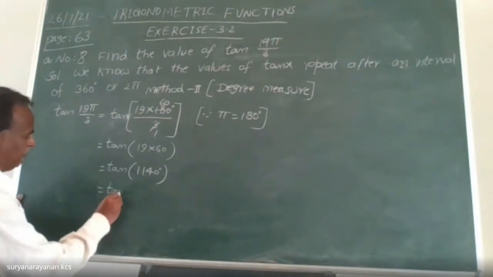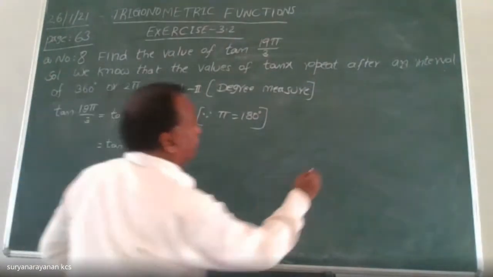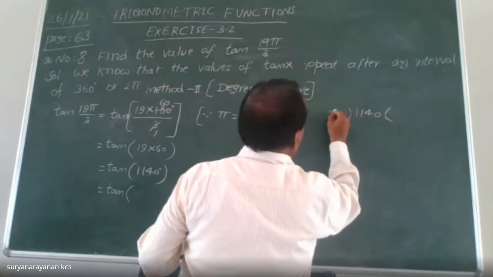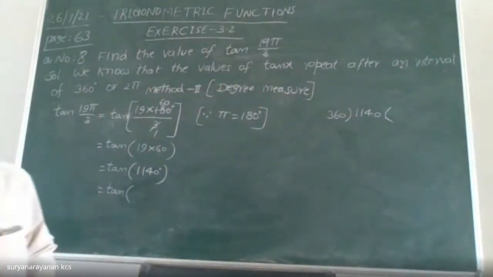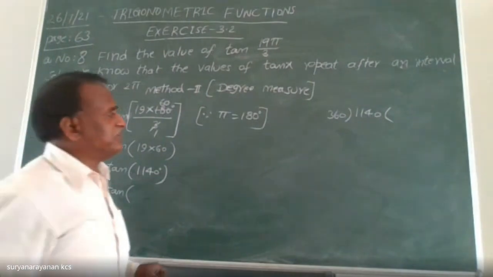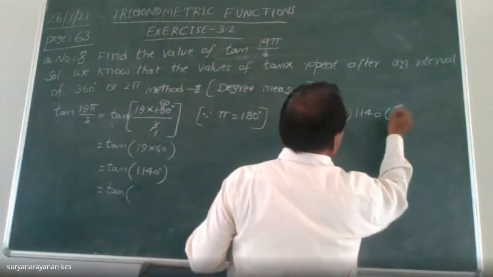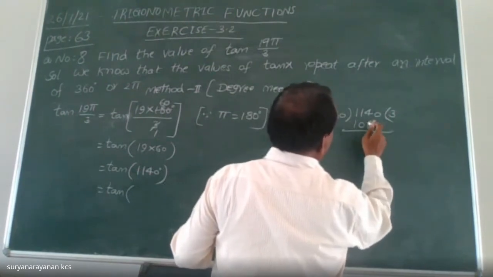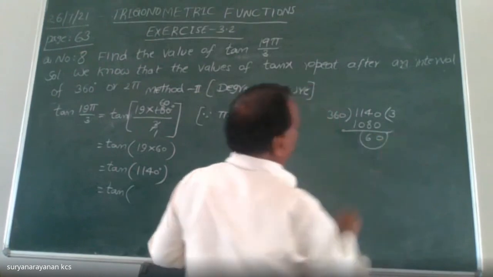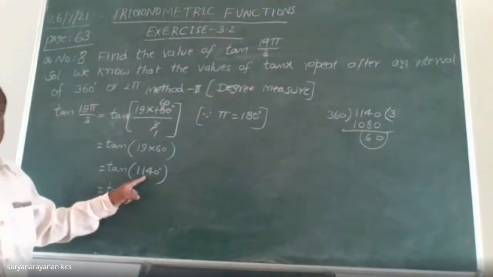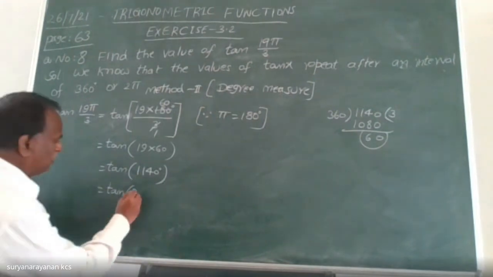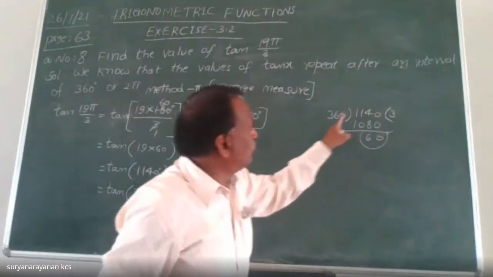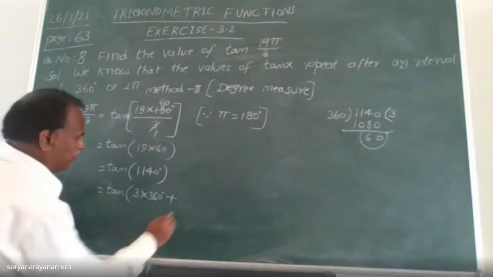So what are the steps we followed in the previous questions? Divide 1140 by 360. How many times does it go? 3 times. So how can we split this number? How can you write this number? 3 into 360 plus 60 degrees.